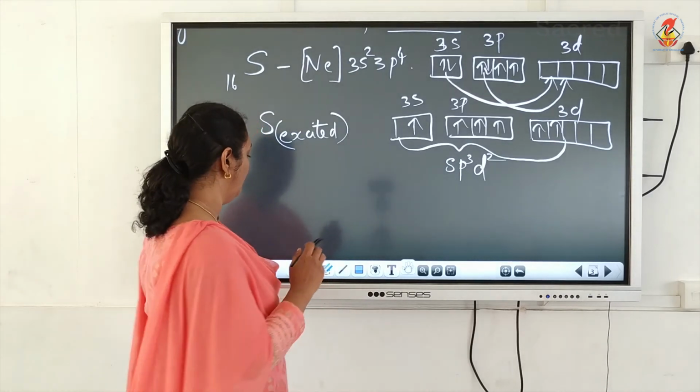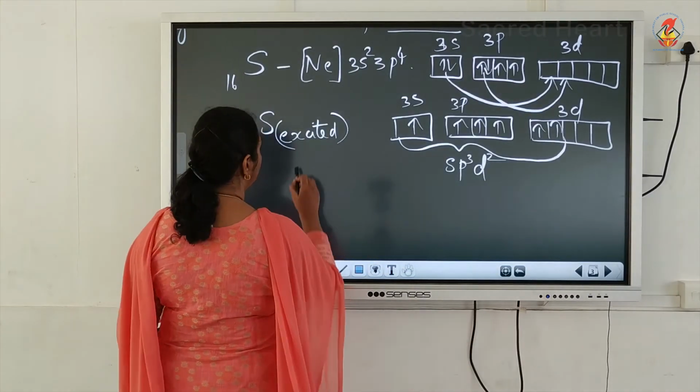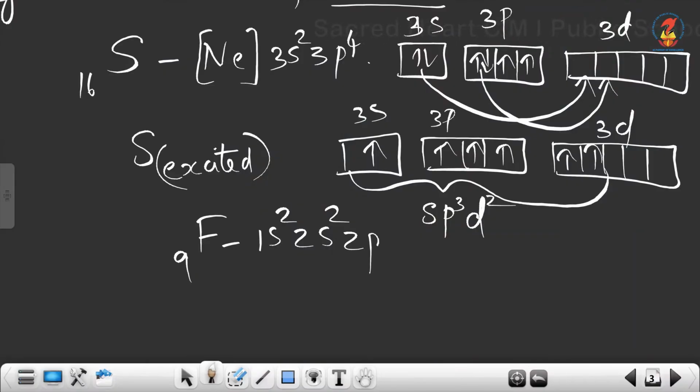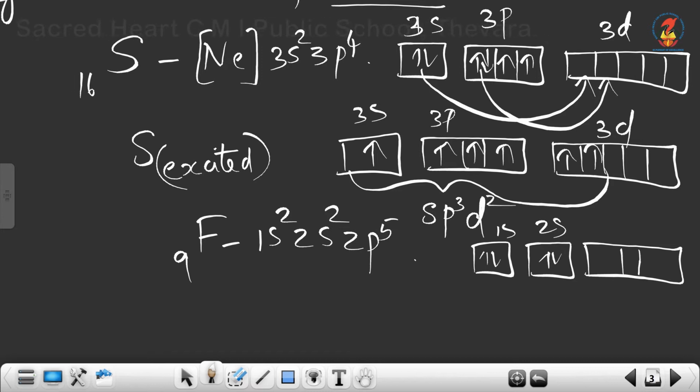So let's try the electronic configuration of fluorine atom. Fluorine atomic number 9: 1s2, 2s2, 2p5. And you can see there is one half-filled orbital in fluorine.